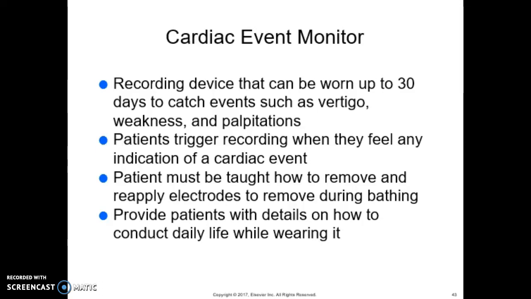Patients must not alter their lifestyle when wearing the cardiac event monitor. They need to do their regular activities, because their regular activities might be a cause for their symptoms. So it's important.